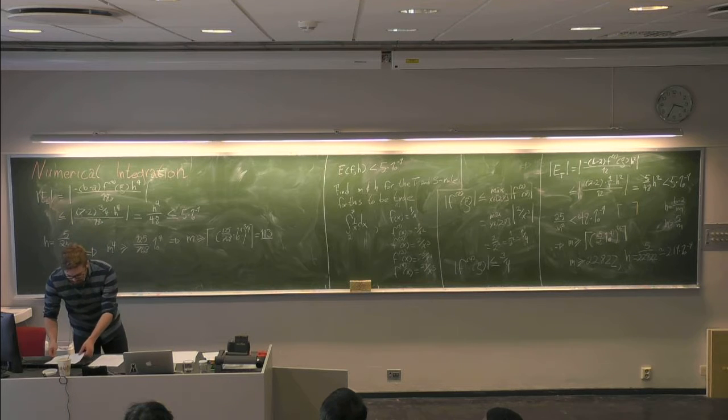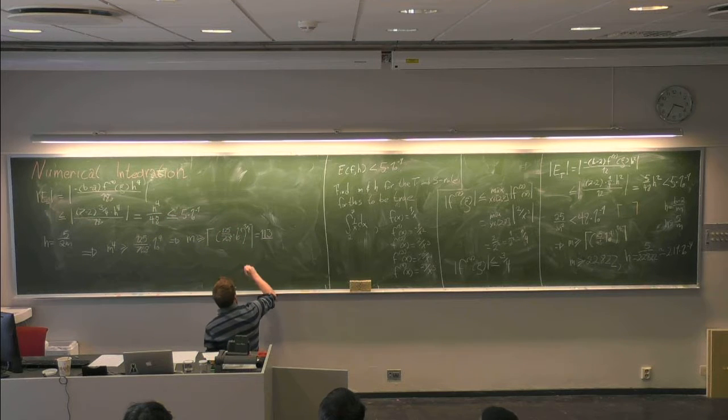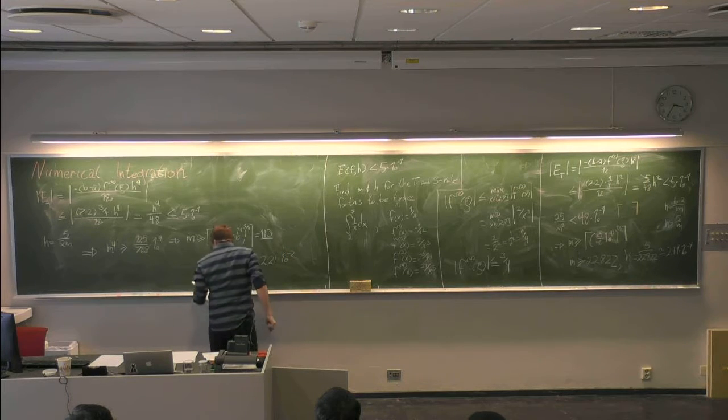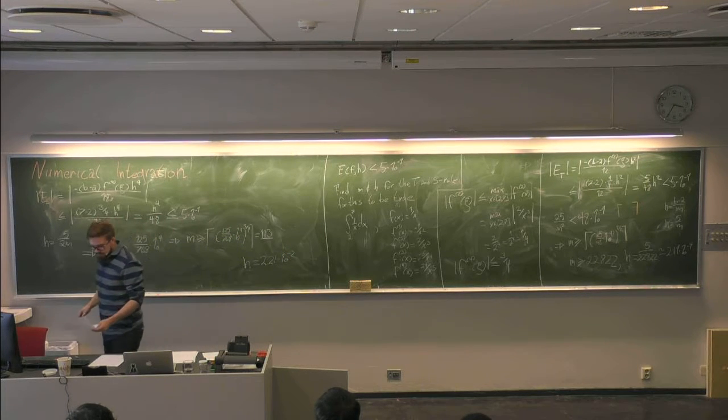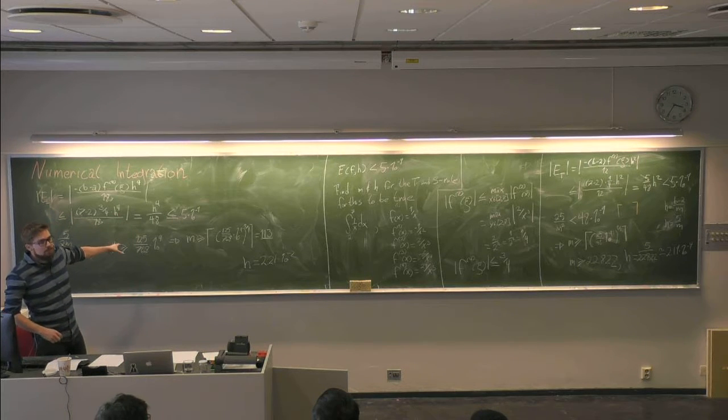Yes, we can also do h here. So h is going to be 2 orders of magnitude less. So h in this case is 2.21 times 10 to the power of minus 2. So the Simpson method is 2 orders of magnitude better.